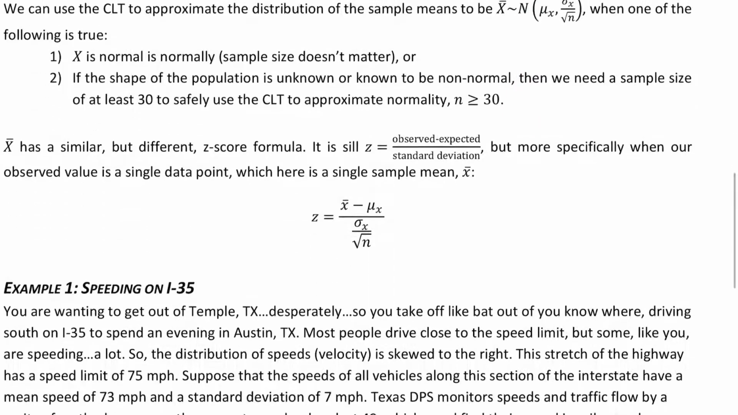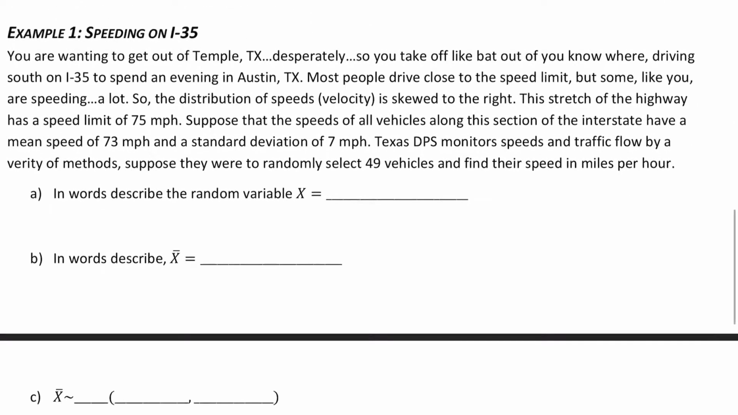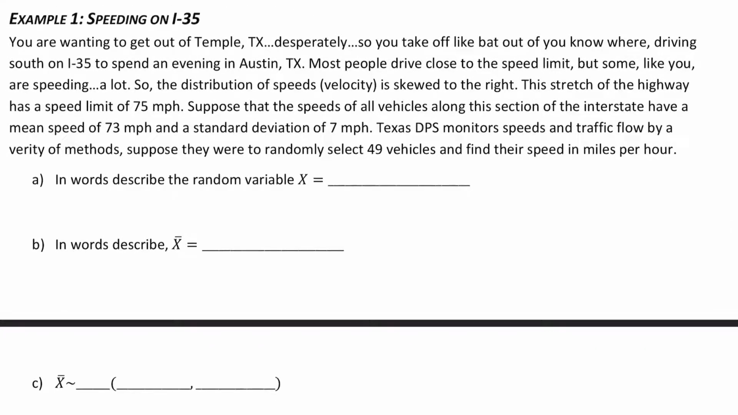All right, so let's take a look at these examples. You're wanting to get out of Temple, Texas desperately, so you take off like a bat out of you-know-where, driving south on I-35 to spend an evening in Austin, Texas. Most people drive close to the speed limit, but some, like you, are speeding a lot. So the distribution of speeds, which is the velocity, is skewed to the right, skewed towards those bigger values, those who speed. This stretch of the highway has a speed limit of 75 miles per hour.